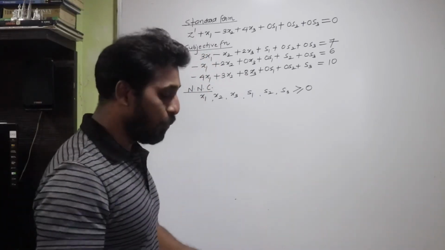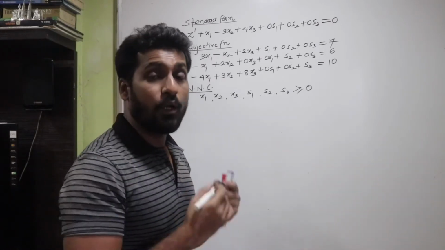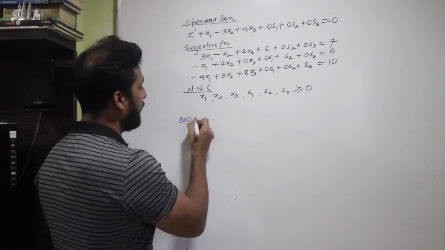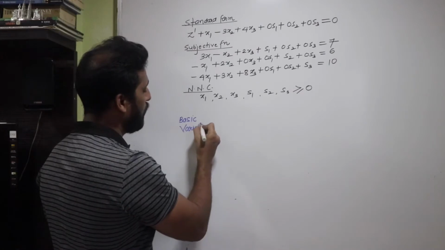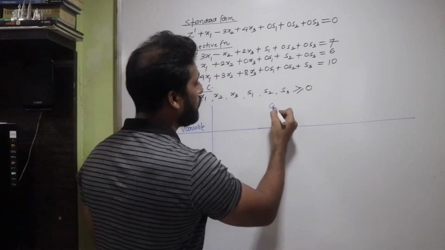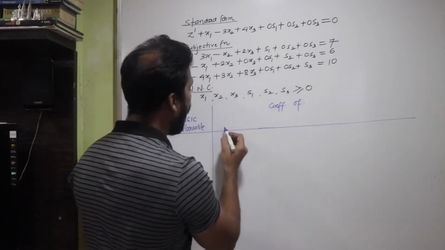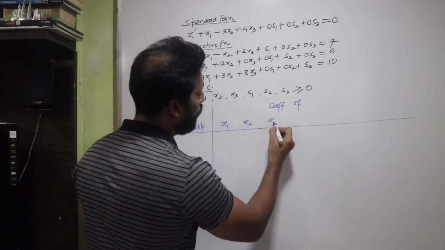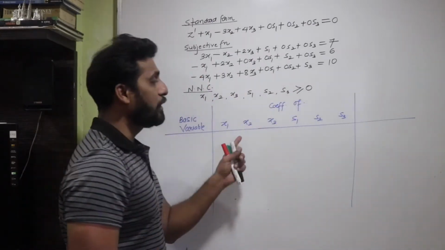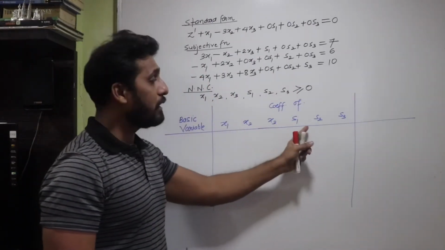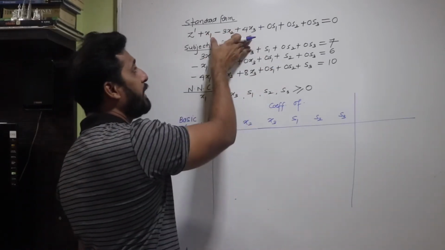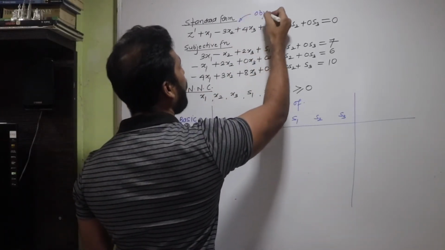The first column that I'm going to put in the simplex table is my basic variable. So I'm going to write here basic variable as my first column. Then let's write the coefficients of x1, x2, x3, s1, s2 and s3. So the coefficients of all the decision variables and the slack variables in the subjective as well as the objective function. This is our objective function over here.